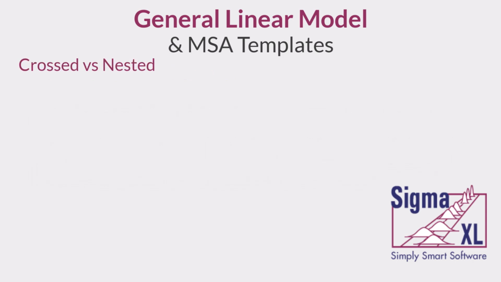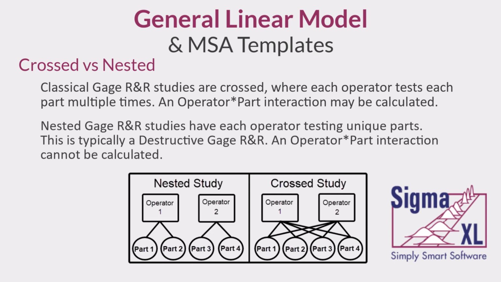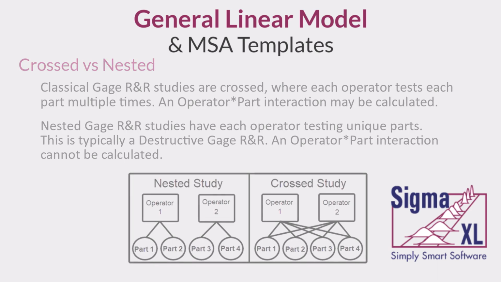Cross versus nested. Classical Gage R&R studies are crossed, where each operator tests each part multiple times. An operator by part interaction may be calculated. Nested Gage R&R studies have each operator testing unique parts. This is typically a destructive Gage R&R. An operator by part interaction cannot be calculated.